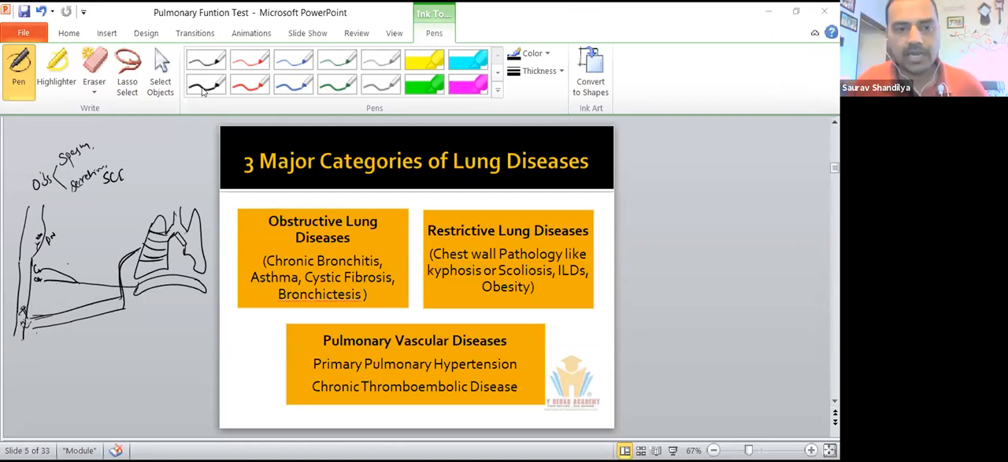And apart from that, of course, you have chest wall pathology like kyphosis or scoliosis or kyphoscoliosis. See, kyphosis you can remember, every one of you knows, but let me tell you, kyphosis you can remember like a letter K, English letter K, where you see the upper cervical, upper thoracic vertebrae is just like a letter K. So what is going to happen? It's going to decrease the expansibility, stretchability of the lung. That's how the lung volume is reduced, right?